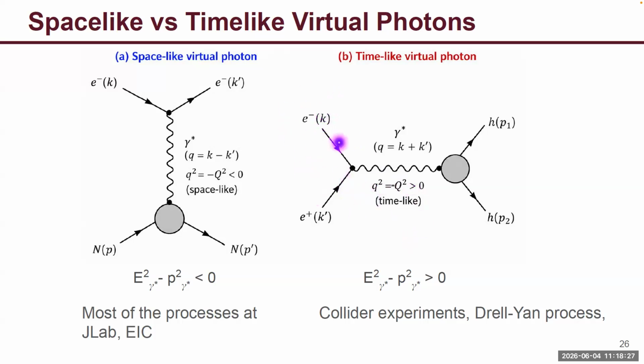If you compute, for example, the q squared, the small q squared is larger than 0. In DIS, it's space-like, right? Yeah. So at the EIC and also Jefferson Lab, there's no annihilation. It's always an exchange of these virtual photons, tangential or perpendicular to the time axis. And the large q squared is always larger than 0.